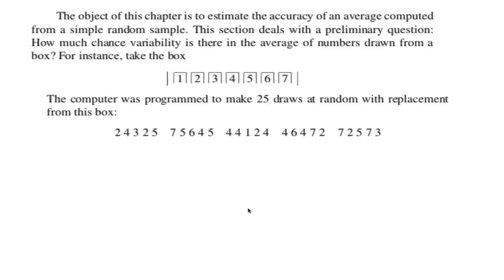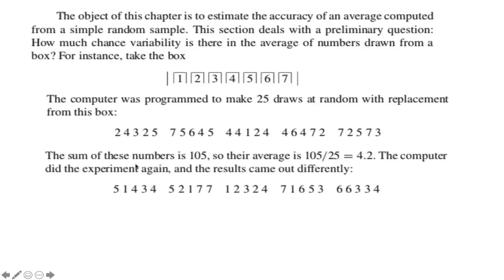Suppose we have a box, and in this box we have numbers from 1 to 7, and say that we're going to select 25 tickets from this box, and we're going to do it with replacement. Each time we take a ticket out, we put it back. We can simulate this process by writing a computer program, and say we run the program and we get the following 25 tickets. We add up the sum, we get 105, and the average of these tickets is 4.2.